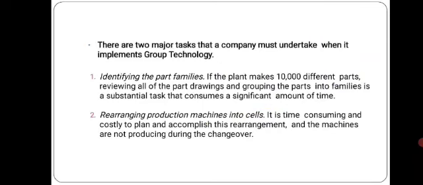There are two major tasks that a company must undertake when it implements group technology. Identify the part families. If the plant makes 10,000 different parts, reviewing all the part drawings and grouping the parts into families is a substantial task that consumes a significant amount of time. Second, rearranging the production machines into cells. It is time consuming and costly to plan and accomplish this rearrangement, and the machines are not producing during the changeover. So these are the reasons to consider when implementing group technology in industry.